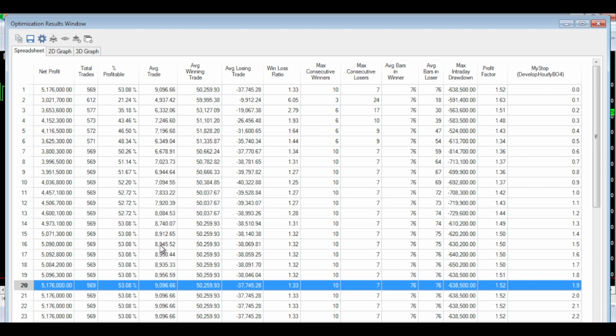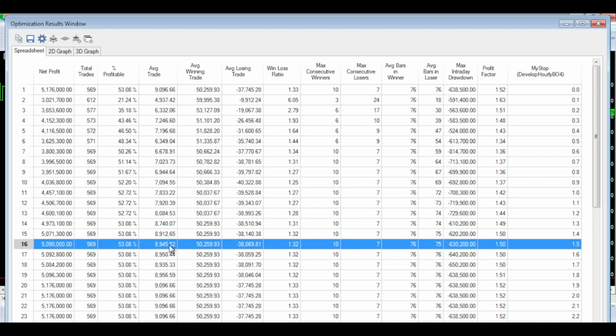So, in fact, if you look, I think we've got an average trade of 8,945 compared to just over 9,000. Really doesn't make too much difference, does it? We've got a slightly less intraday drawdown with a 1.5. I'm going to stick to a 1.5. I don't think there's any need in being too fussy with this. It's still very healthy, 8,900. Let's just stick with 1.5.